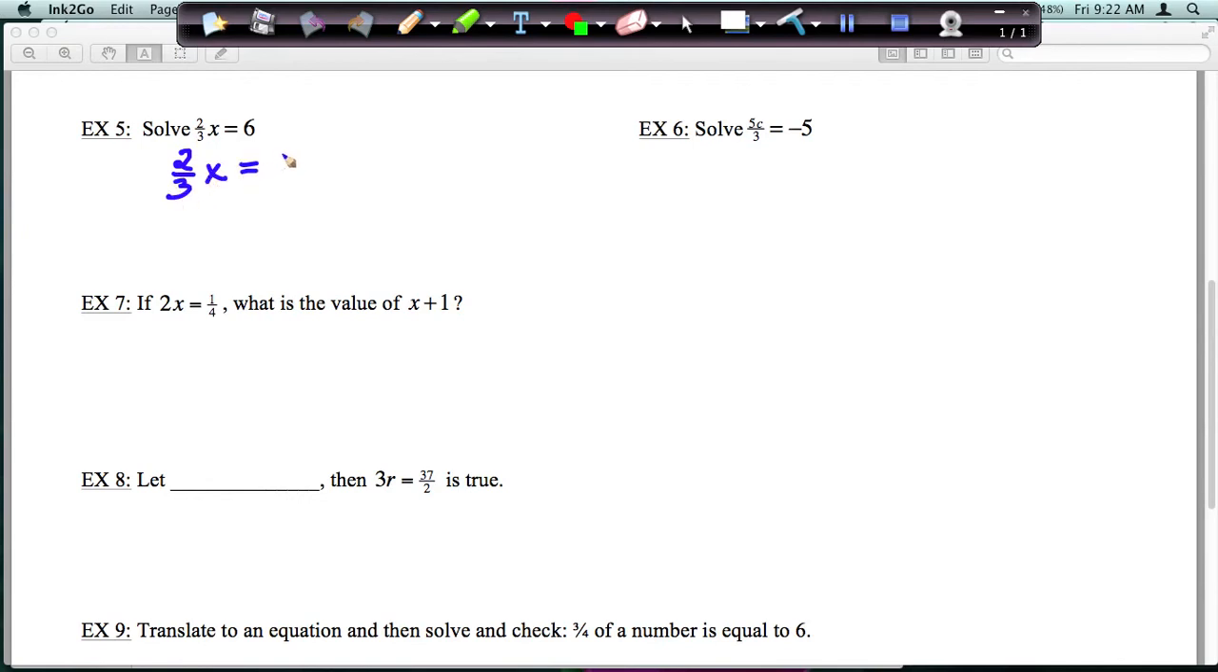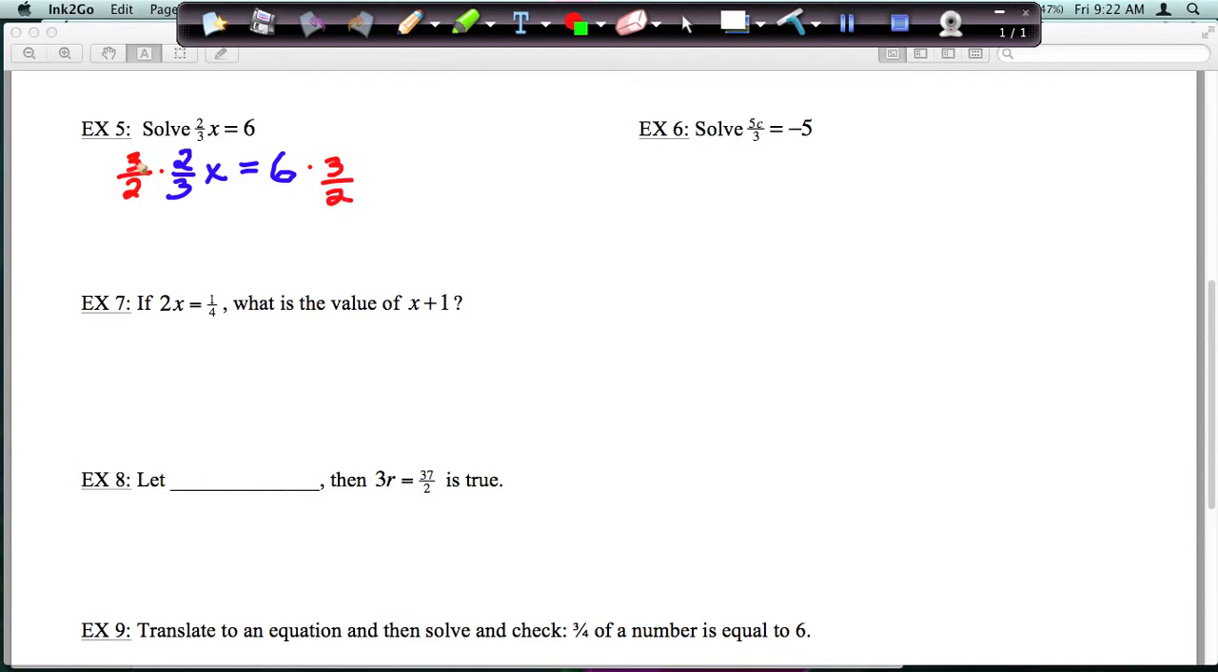2/3 x equals 6. So the easiest way to get rid of a fraction is to multiply by the reciprocal. And by the reciprocal, I just mean take the 2/3 and flip it. So that would be 3/2. And whatever I multiply to one side, I'm going to multiply the other side by as well. I'm going to show you why this is going to be simpler.